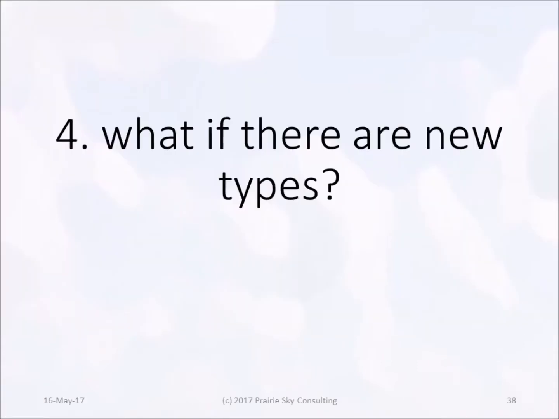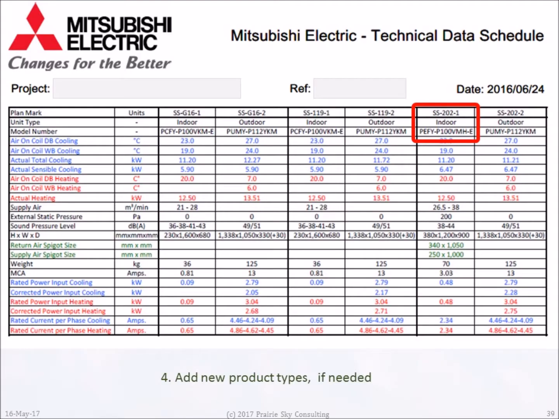It may be the case that the information in the design is not exactly the same as the information needed for construction. One example of this is when new types are added during construction. So let's see how this works with our COBie form. In our example product data, there is indeed a new type. We have a second kind of indoor unit.